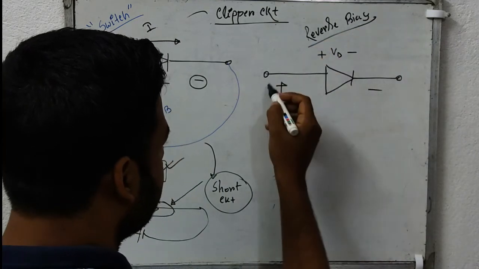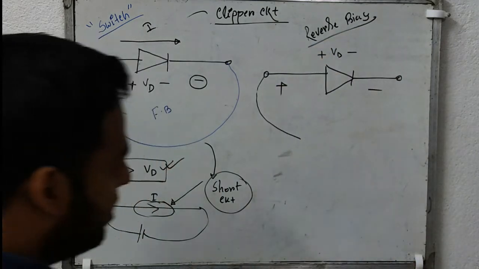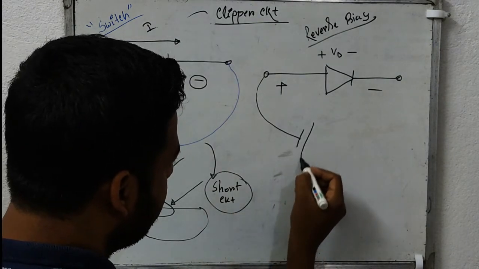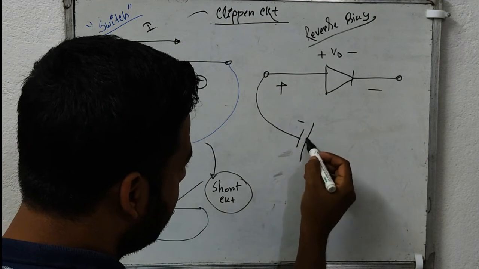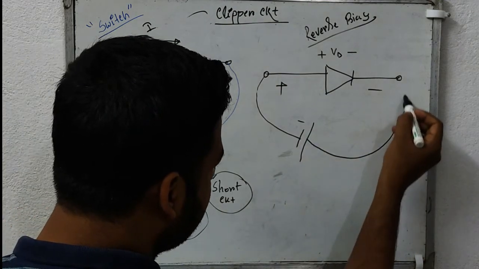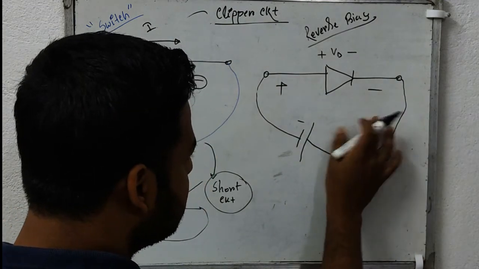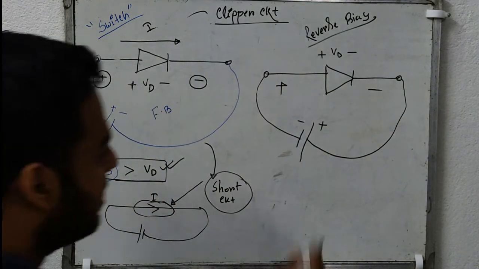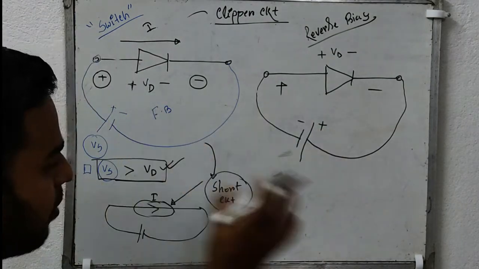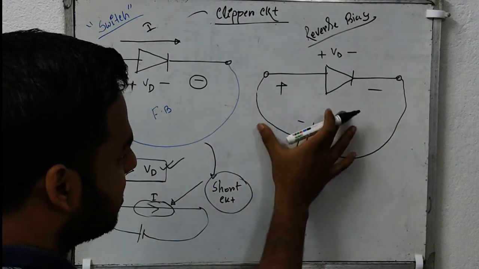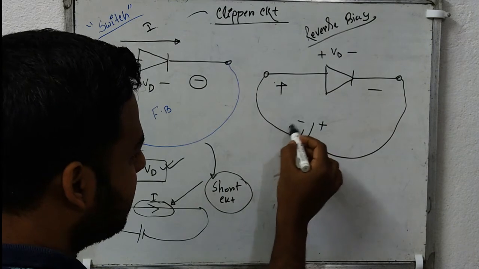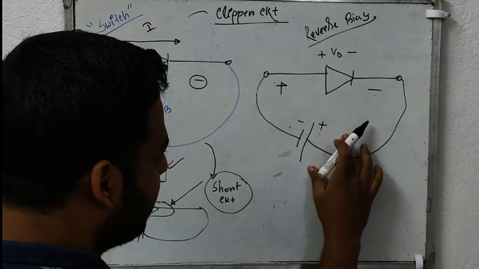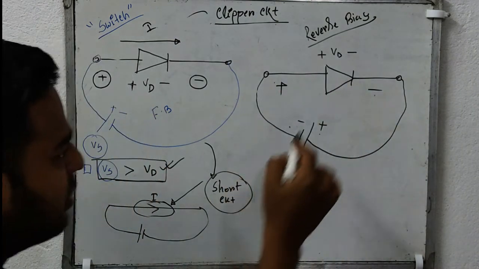What does it mean? That means we will connect the positive terminal, or anode terminal, with the negative polarity of the battery, which is minus, and the cathode terminal of the diode, which is minus, with the plus of the battery. So we are connecting opposite terminals with each other. So in that case, what will happen?